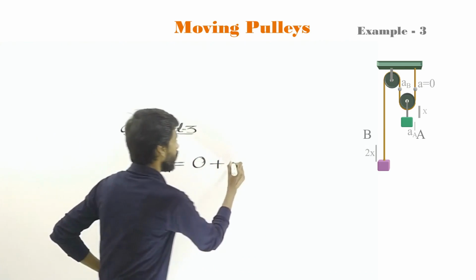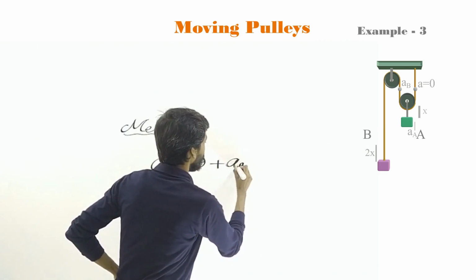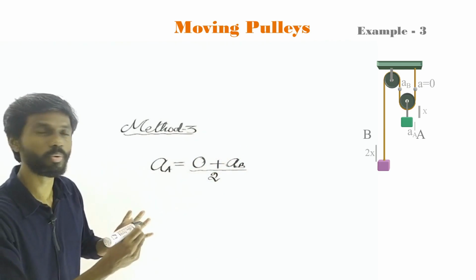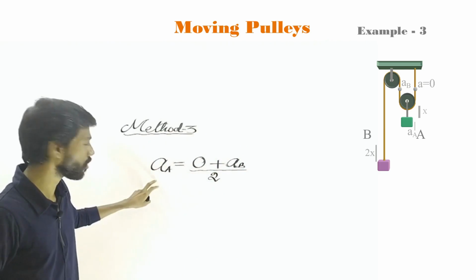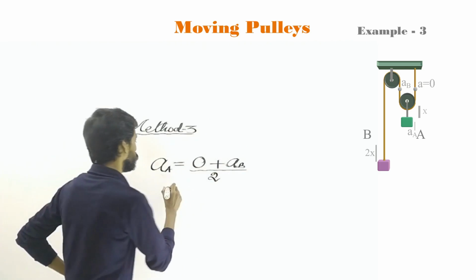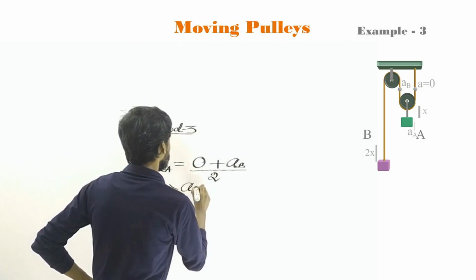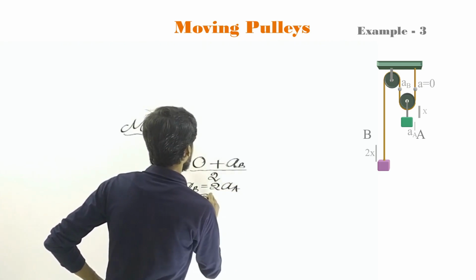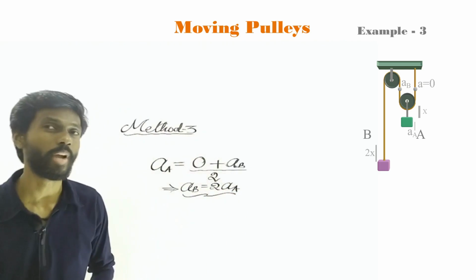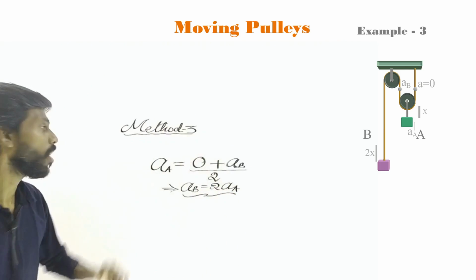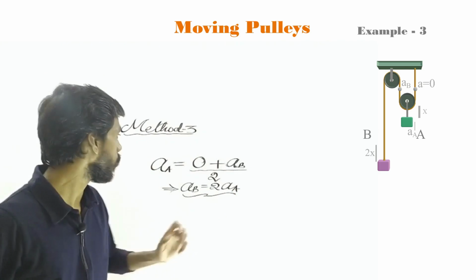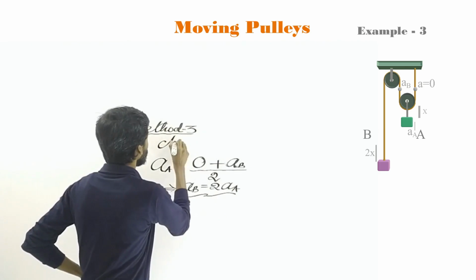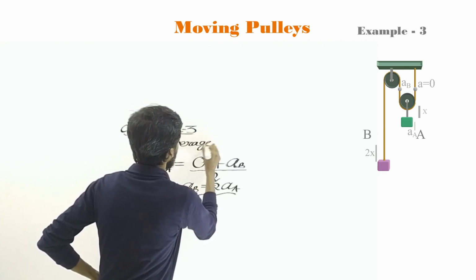So that means 0 plus acceleration of B, divided by 2. We just take the average of the two parts of the string. The middle one has the acceleration, just the average. That's all. So this gives you the relation: acceleration of B equals 2 times acceleration of A. That is the relation between these two accelerations. This is one of the methods of finding the relation between the accelerations. We can call this the average method, because we find the average.